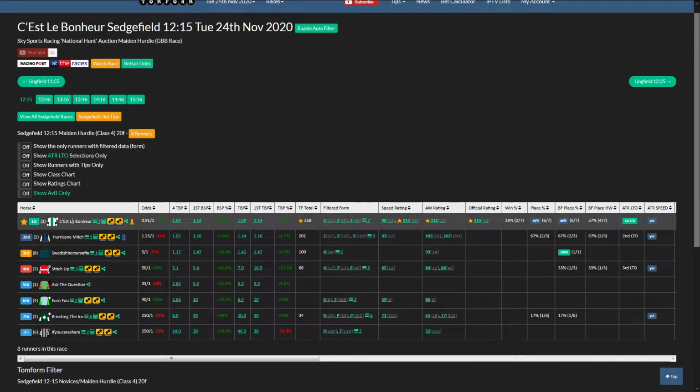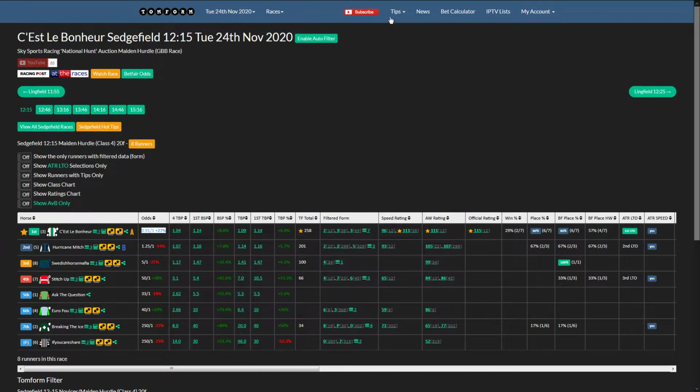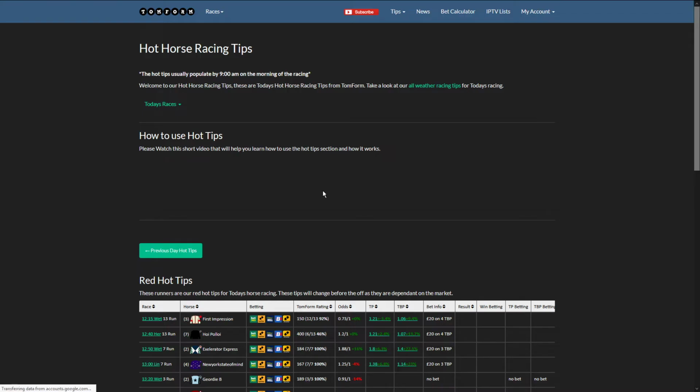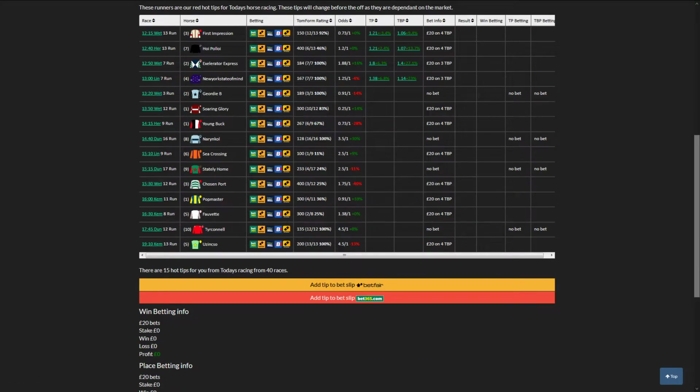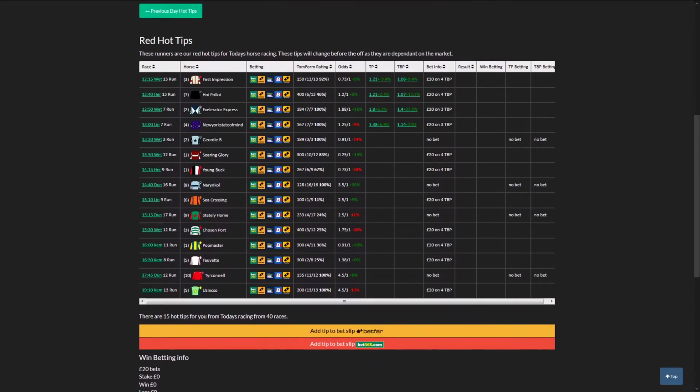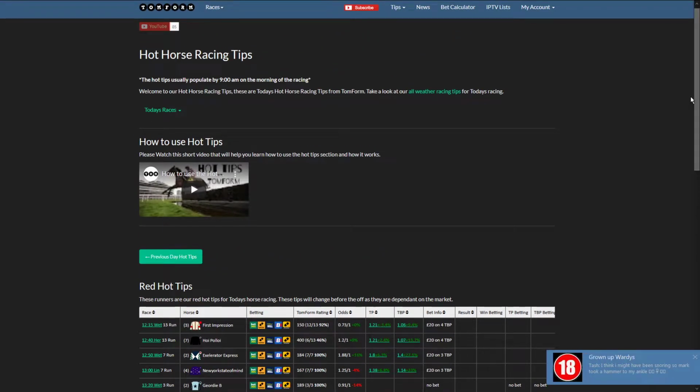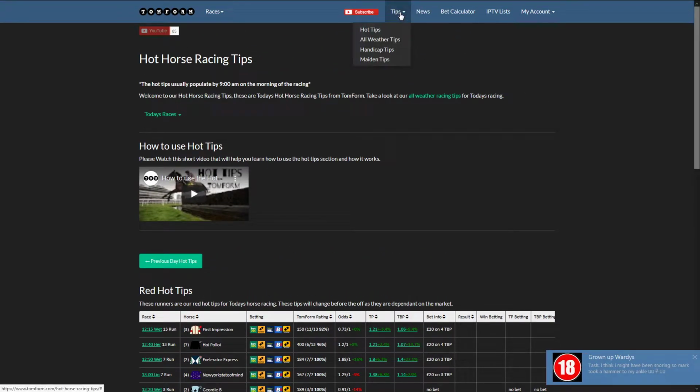Very simple process indeed, but that is market effective. So it will only get tipped up if it's favorite, and as you know, the market can change throughout the day. So this page here, the hot tips page, this can change. So that's all right if you want to sit there, but you can do some pre-trades using the other tip sections. We've got three types of sections, we've got the all-weather tips, the handicap tips, and the maiden tips.